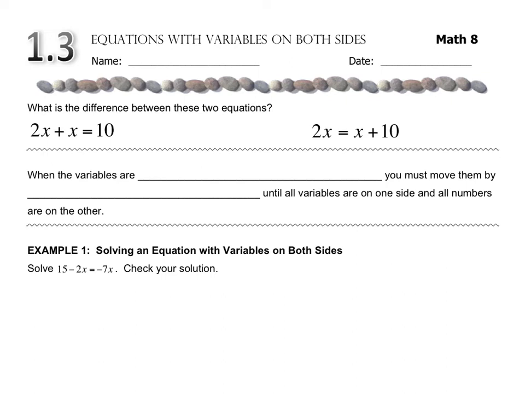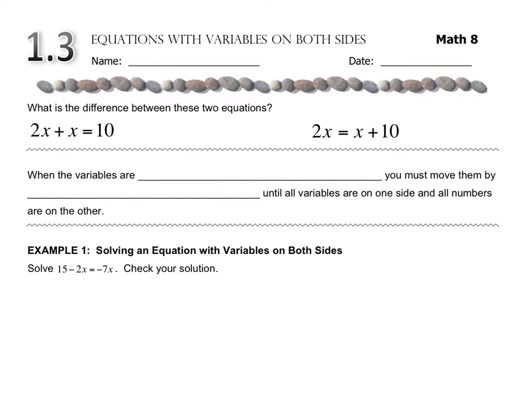I'd like you to look at the two equations here on the top and think about something that you see that is different. One of the things that I would like you to notice is that in this equation, the variables are on the same side of the equal sign, and on this side, this equation, they are on different sides. That's really the main focus of what we're going to look at today.